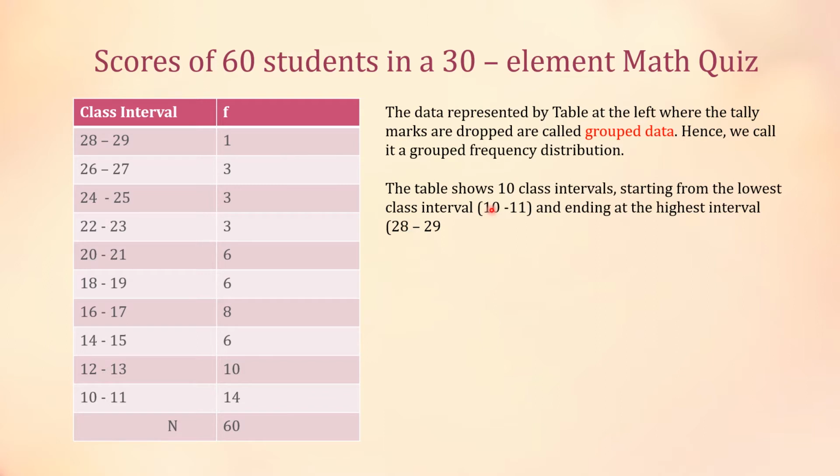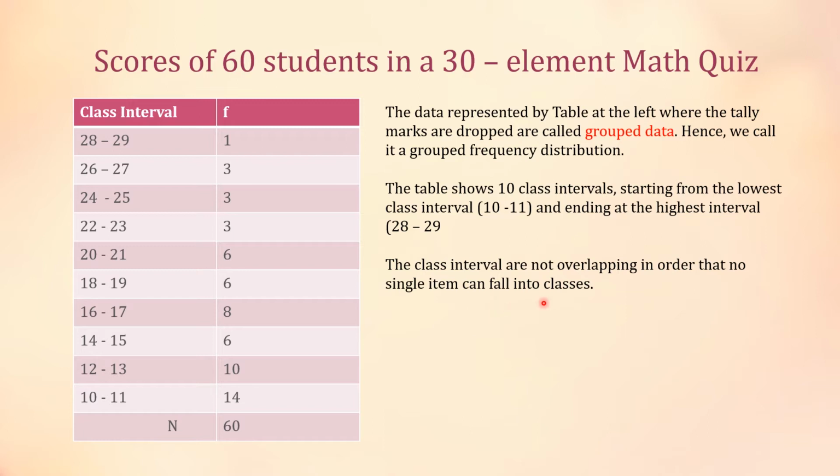The table shows 10 class intervals. So we have 1, 2, 3, 4, 5, 6, 7, 8, 9, 10. So we have 10 class intervals, from 10 to 11, and the highest interval is 28 to 29. The class intervals are not overlapping, in order that no single item can fall into two classes.